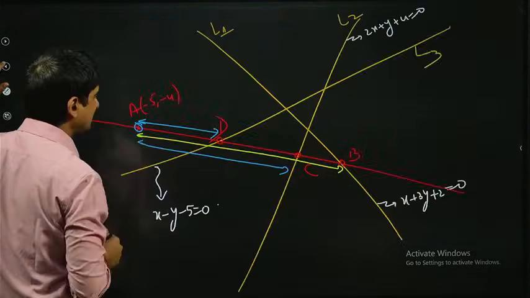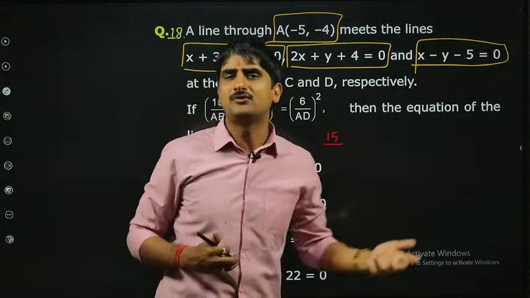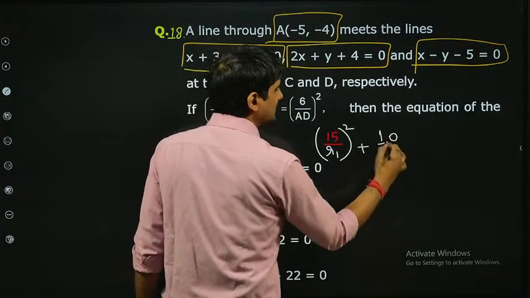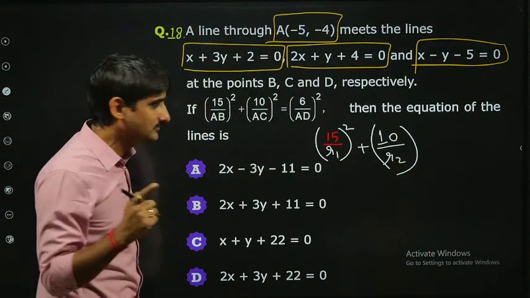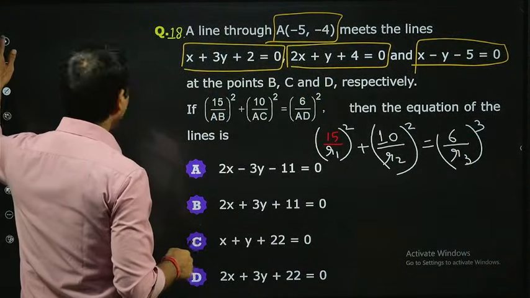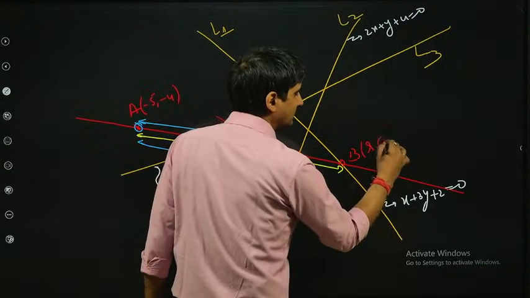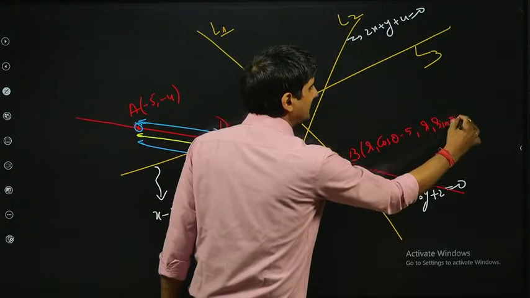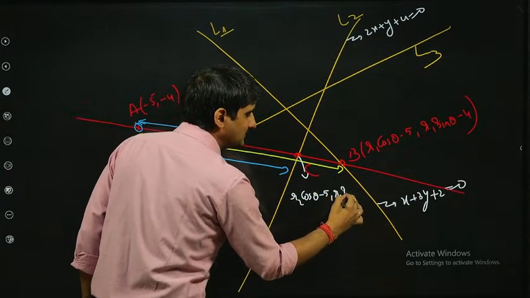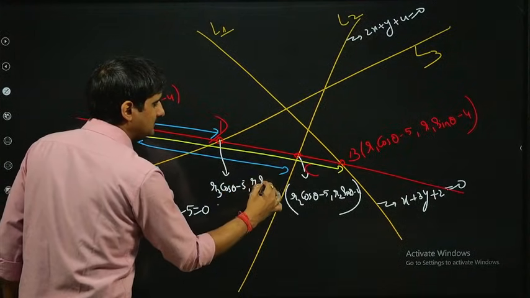Now see, what are we given in this question? We are given 15 by AB. Of course, for different values of r, we will get different points on that line: B, C, D. So AB, I will say r1 whole square, plus 10 for AC. I will use r2, the distance of point C from point A is r2. So AC is r2 whole square, and 6 by AD is r3 whole square. For point B in place of r1, this is (r1 cos theta minus 5, r1 sin theta minus 4). Similarly for point C, I am using r2, so it's (r2 cos theta minus 5, r2 sin theta minus 4). And for point D, it's (r3 cos theta minus 5, r3 sin theta minus 4).